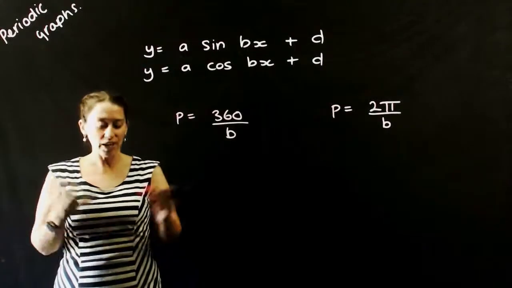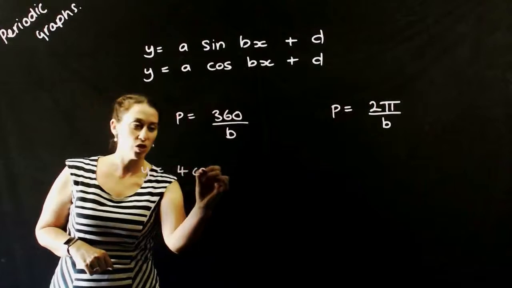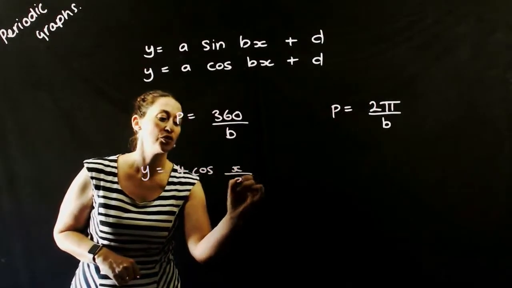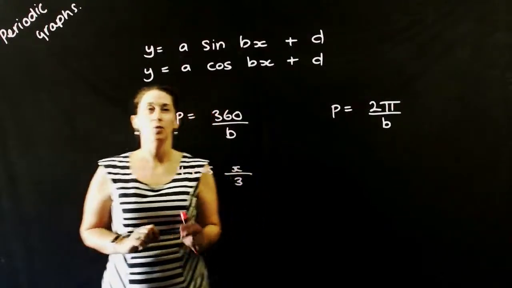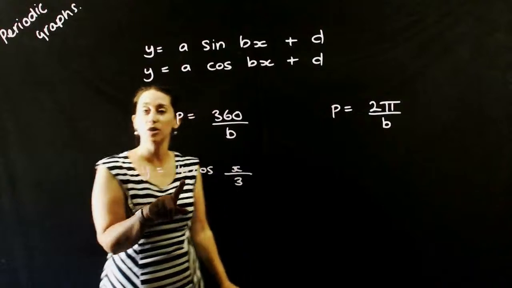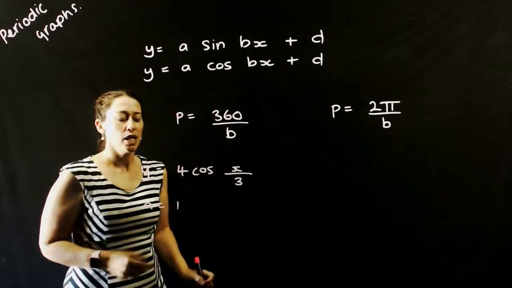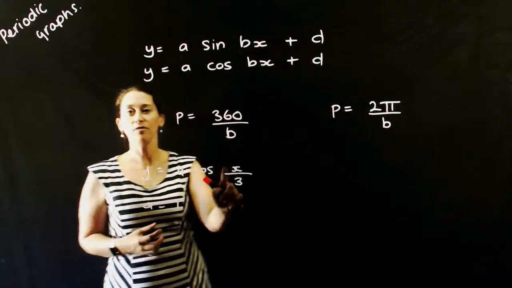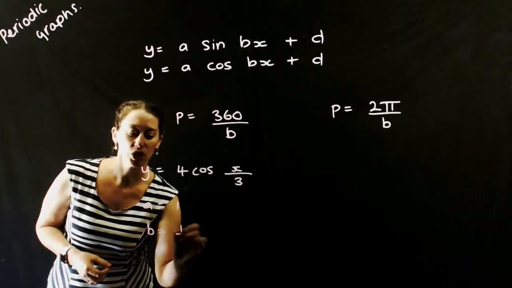If I pick a graph, for example, let's go with y equals 4 cos of x upon 3. Well, let's have a look at what that is. The A value, if we compare it, we're dealing with this cos equation, we can see that the amplitude is now 4, not 1 anymore. If we have a look at the B value, the coefficient of x is 1/3. So we can say that B is 1/3.